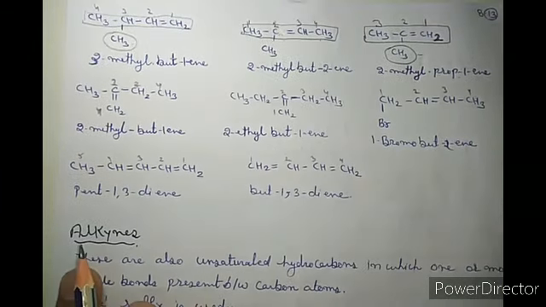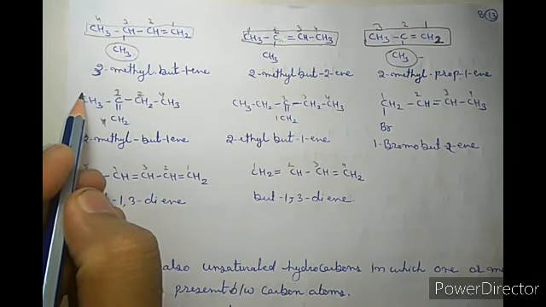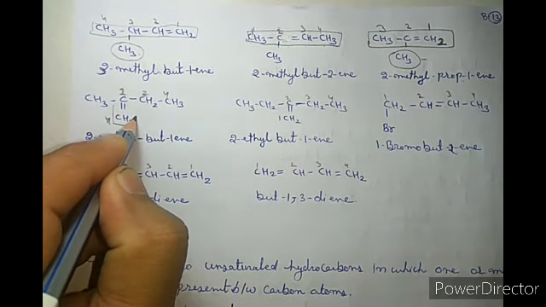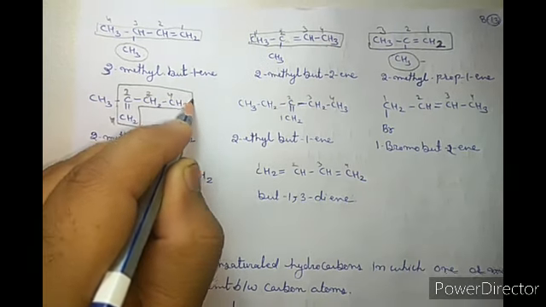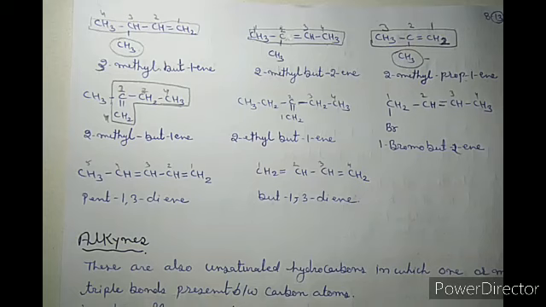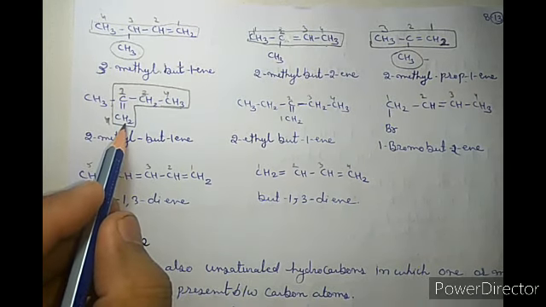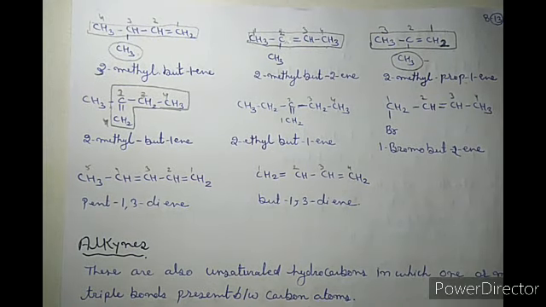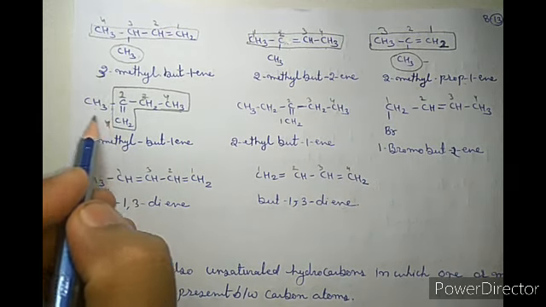Now let me consider this next example. Here, this is our main chain. Got it? Why? Because we have to include the double bond in our main chain. So this is our main chain and this is the substituent.